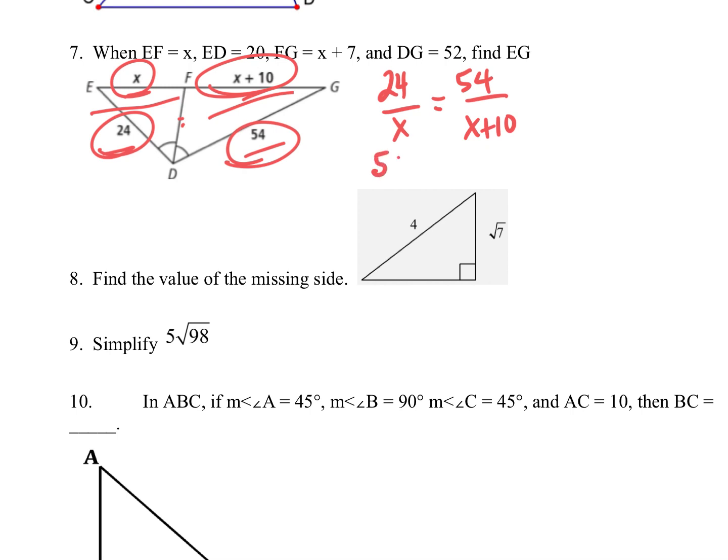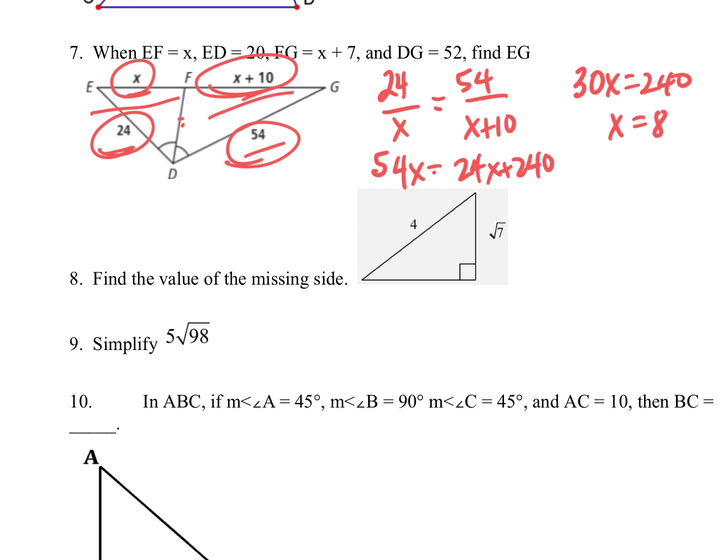So this becomes 54x equals 24x plus 240. Move the 24x away to the other side. So 54 minus 24 gives me 30. So 30x equals 240. Divide by 30. And that gives me that x is equal to 8.